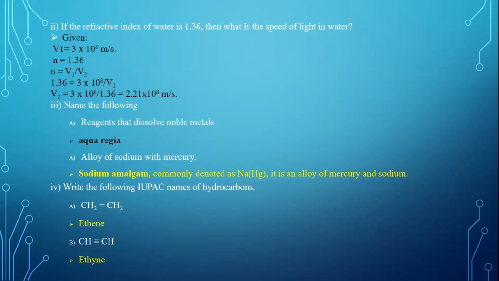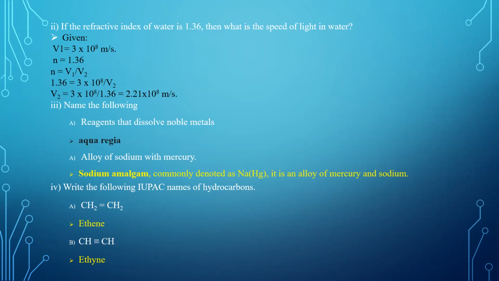A very short numerical that consists of 2 marks. See, so simple it is. Only one formula you have to remember, n equals V1 upon V2. And the V1 value you have to remember, that is 3 into 10 raised to 8 meter per second. And you will get the answer that V2 is equal to 2.21 into 10 raised to 8 meter per second. What is the third question, students, given?